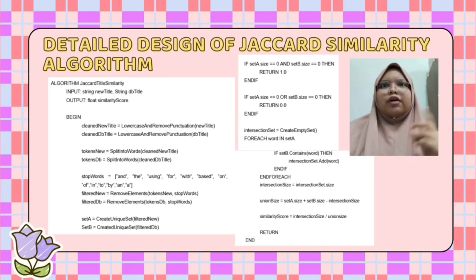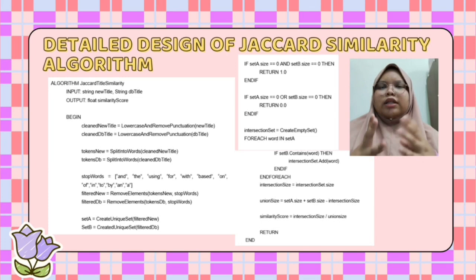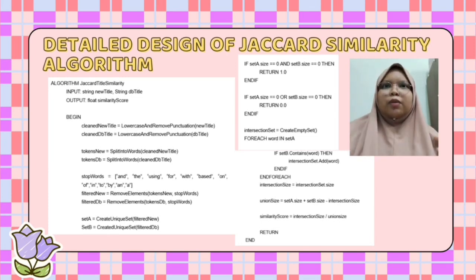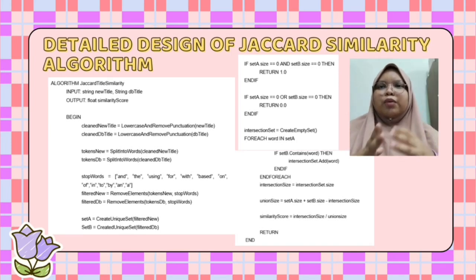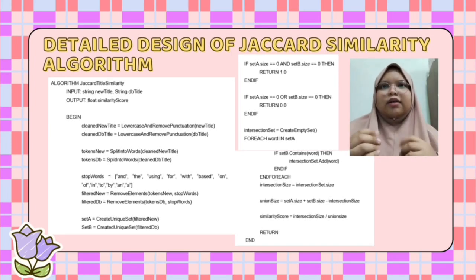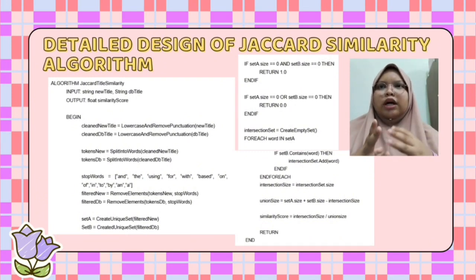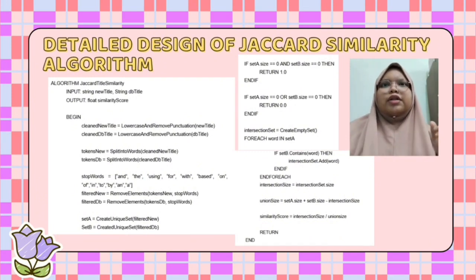Second, the stop words removal: the common words that do not have any technical meaning will be eliminated. This is important so the algorithm can focus on only the main keywords. Next, the list of words is changed to unique elements in set A and set B to eliminate any repeating words in the same title. Then the system will count the number of words that overlap and the total number of unique words combined. Lastly, the end score is counted and written in the form of a decimal between 0.0 and 1.0.